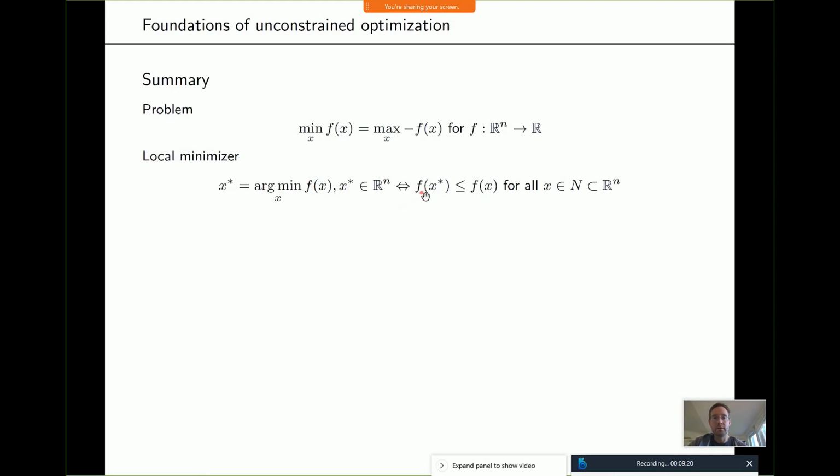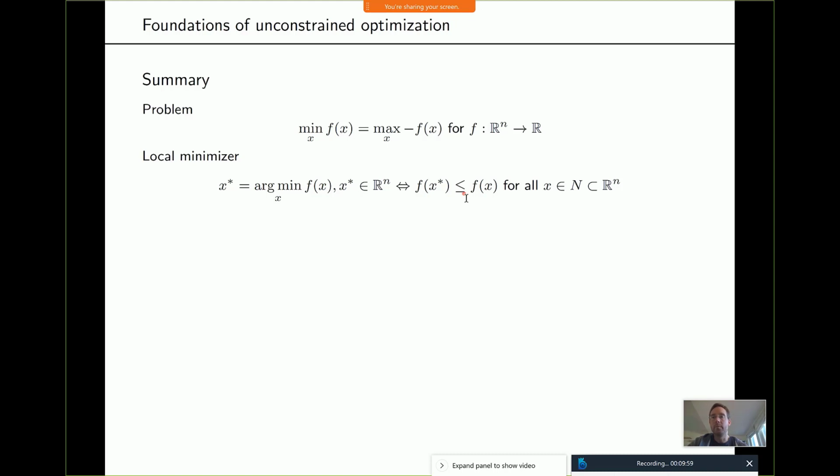Here the value of the function f at location x star is smaller or equal than the value of the function at location x in all x which form a neighborhood of x star. So this neighborhood is with respect to x star, and this is essentially what we use. You can make it stricter by requiring strictly smaller than, so as to come up with a strict local minimizer.